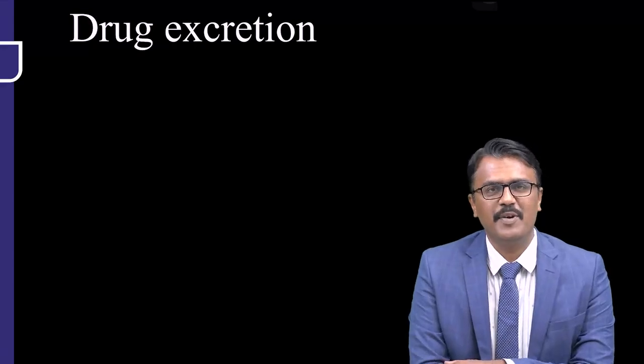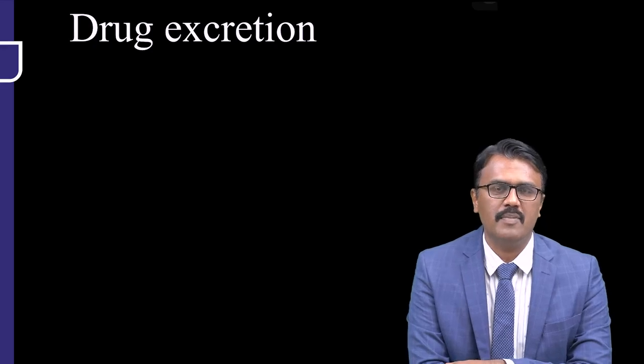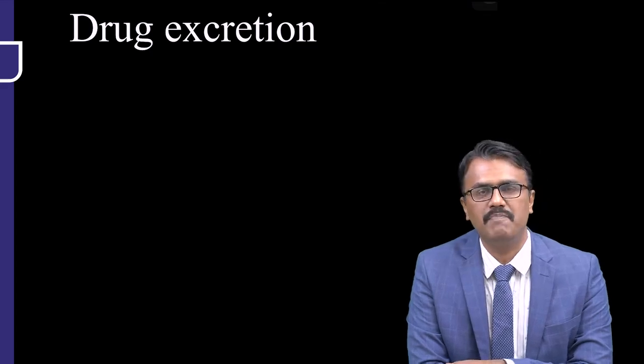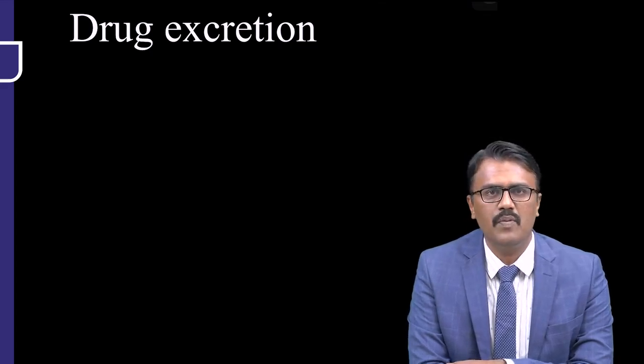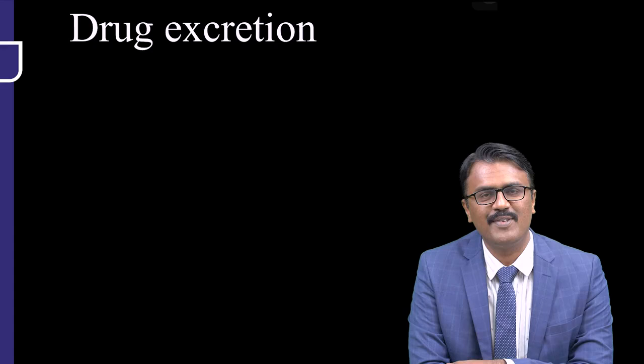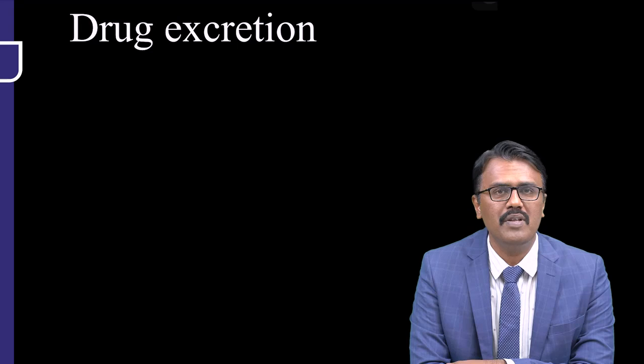Hi everyone, in this video I'll be discussing drug excretion. So until now in pharmacokinetics, we have taken the example of paracetamol and we know that it was absorbed, then distributed, then metabolized. Now after metabolism, the drug has to be thrown out. So the last part is throwing the drug out, that is called drug excretion. Let us understand how do we throw the drug out.